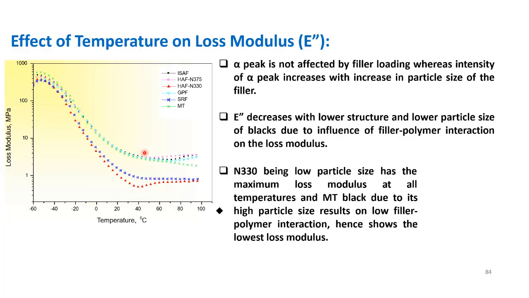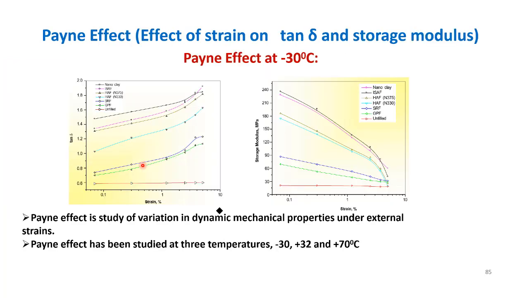And same for the loss modulus also. The loss modulus decreases with lower structure and lower particle size of blacks due to the influence of filler-polymer interaction on the loss modulus. So here, with the lower particle size, the loss modulus is decreasing. The Payne effect can be seen at minus 30 degrees Celsius.